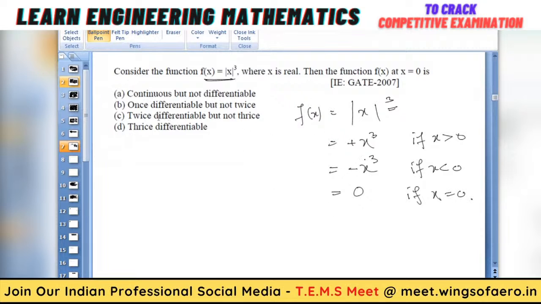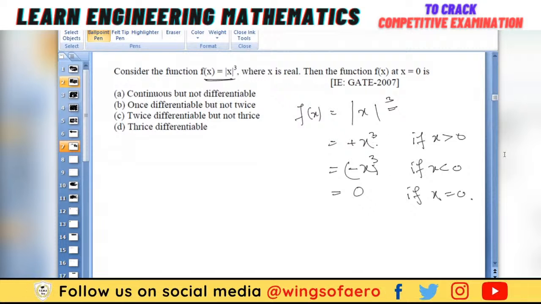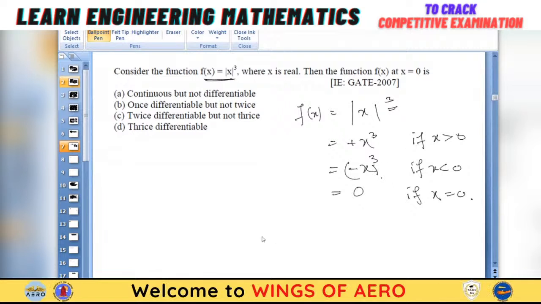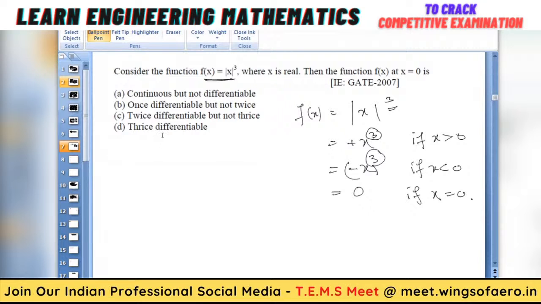So if I put a cube here, obviously we can see that minus x whole cube is actually minus x cube, because the power is odd. Odd power means the minus sign stays as minus sign itself. Odd power means minus is minus, it doesn't become plus.